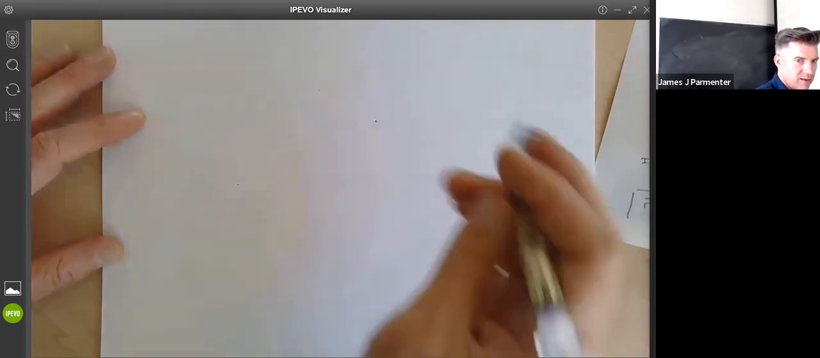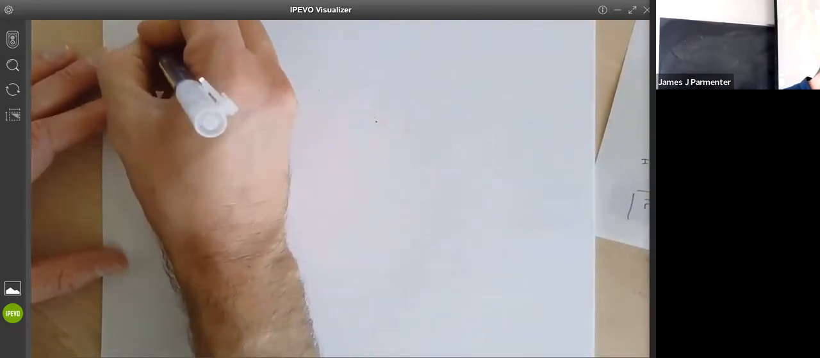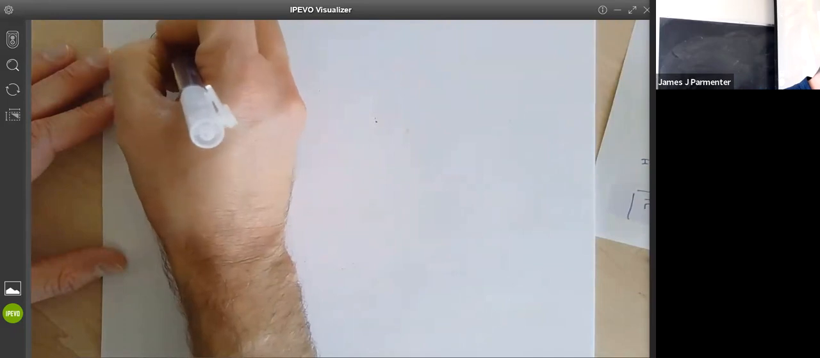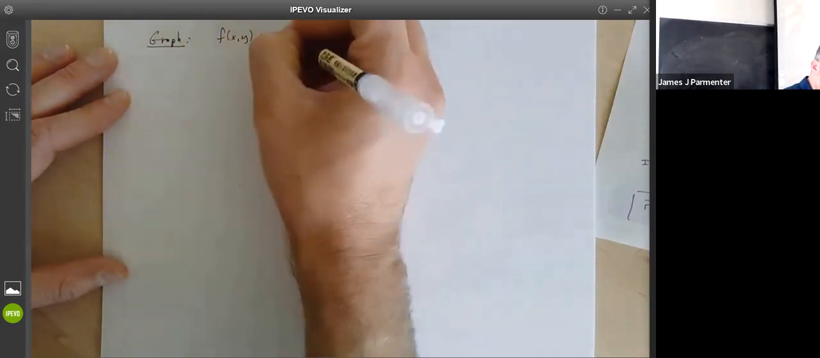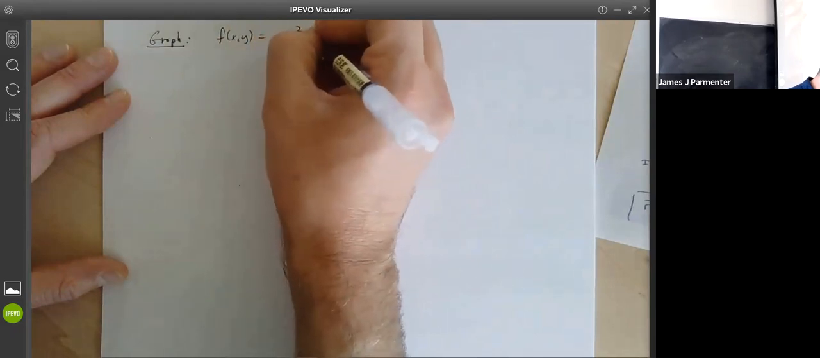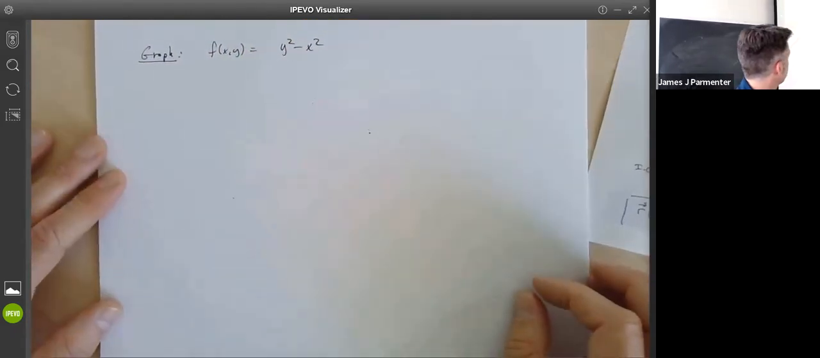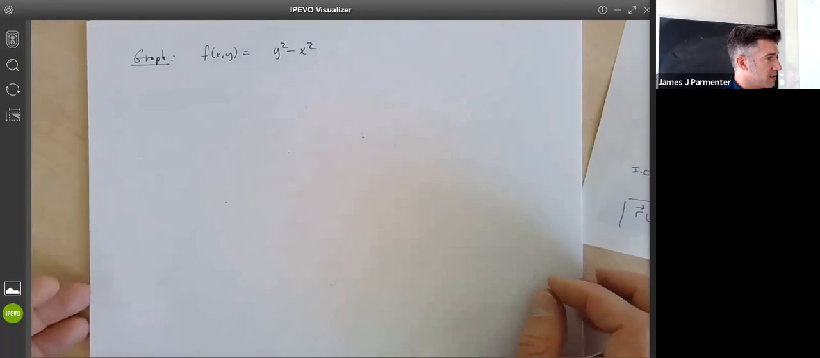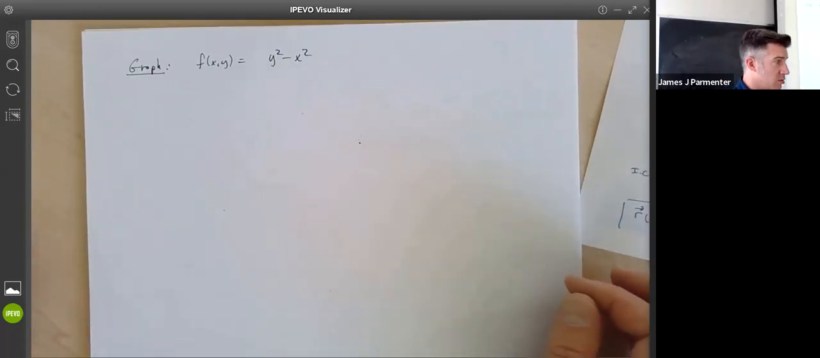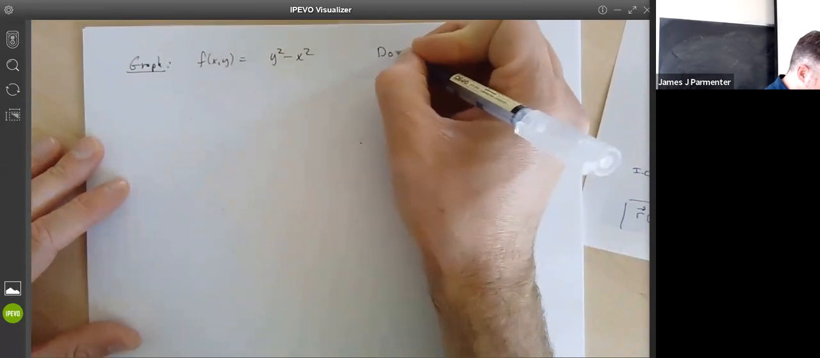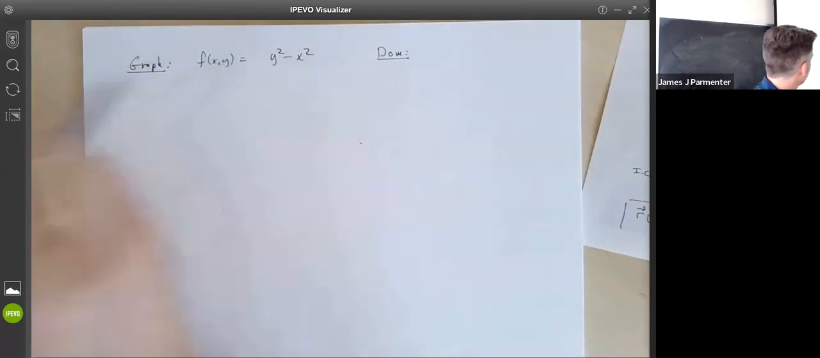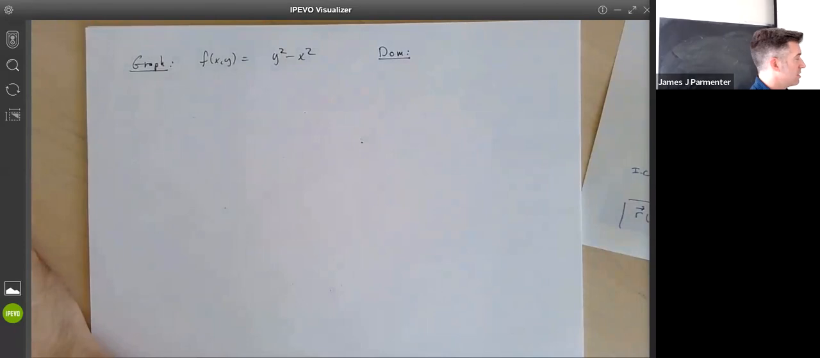So let's look at another kind of pertinent graph. We're going to graph the function f of x, y equal to y squared minus x squared. And before we get started, we could talk about the domain and the range. A lot of times you can look at domain and range without having any idea what the graph looks like. So once again, domain.